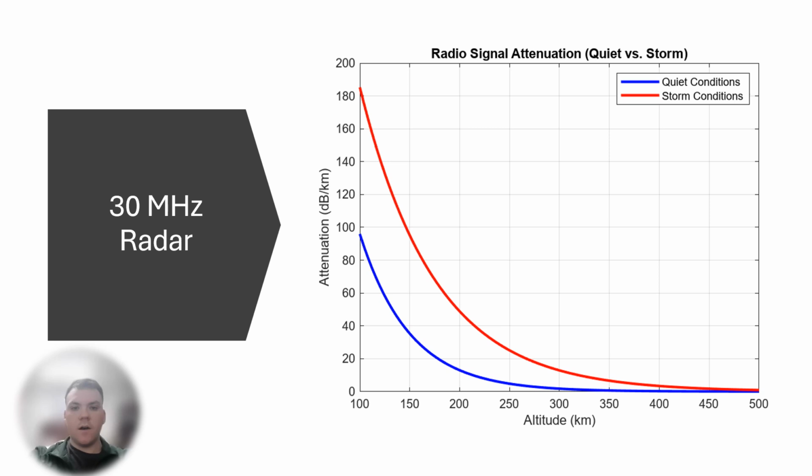And finally, for our data, we have an HF frequency of 30 megahertz. This attenuation in the high frequency range is significantly higher than those of 300 megahertz, 3 gigahertz, or 9 gigahertz. The same conditions apply between storm and quiet. However, in a storm condition for a high frequency wave, we're looking at roughly 180 decibels per kilometer of attenuation.